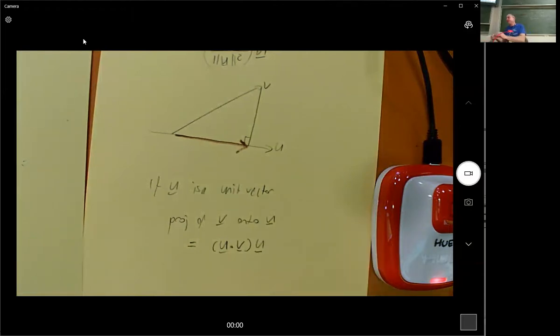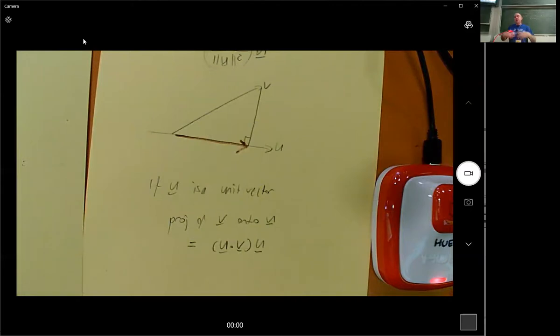So lots of stuff in Maths 1M is there to set up for the later maths courses, and some of it is set up for physics and various other things. Yeah, so that's basically what projection is about.